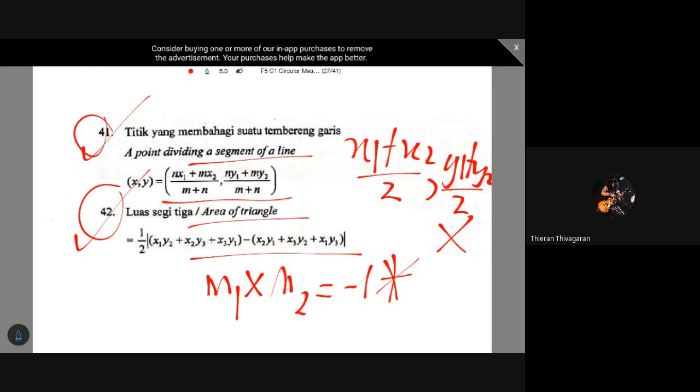So yeah. So until here can understand guys so far everything I said? Sampai sini boleh faham? Okay, sir. Okay, good. Next. Let me go to the next page.